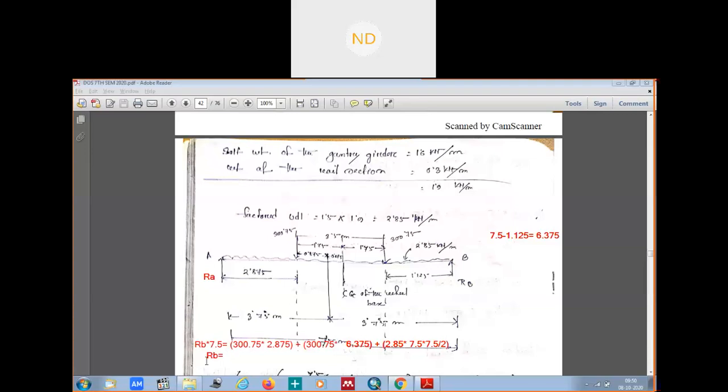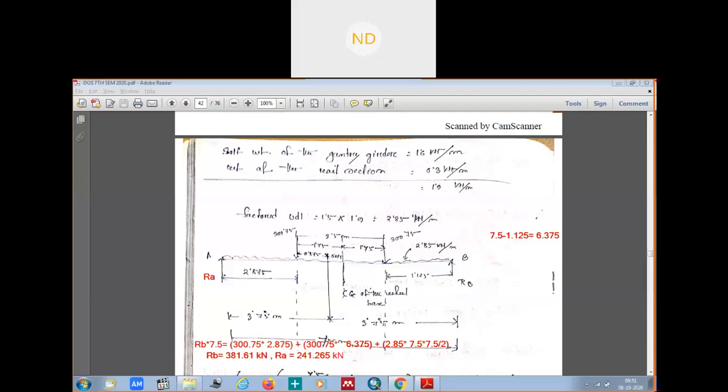So in this way we can now calculate our reaction Rb. Rb will be how much? Calculate this thing. Let me just tell you the answer. After calculation, you will get your Rb to be 381.61 kilonewton. So in this way you can calculate your RA also. I think it has come out to be 241.265 kilonewton.